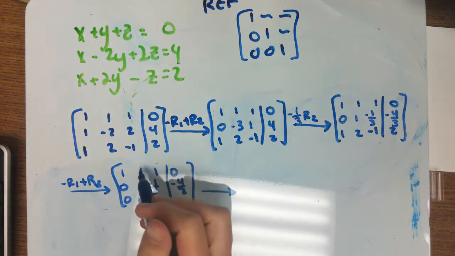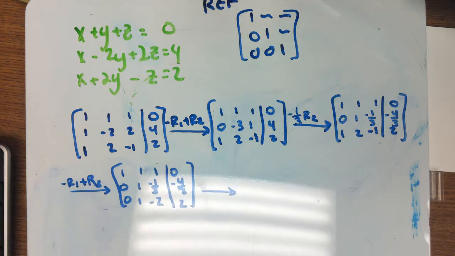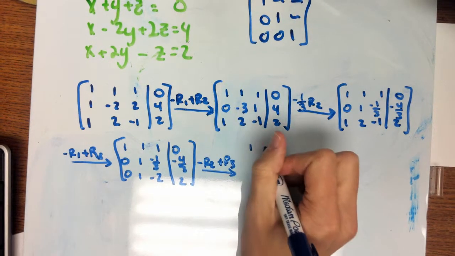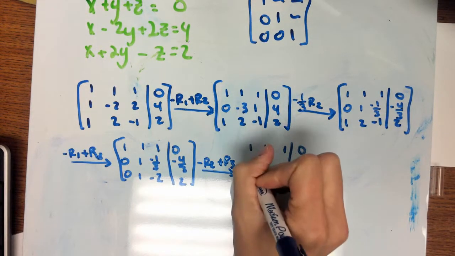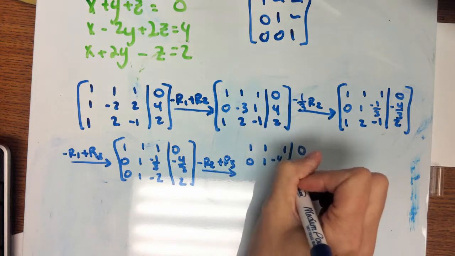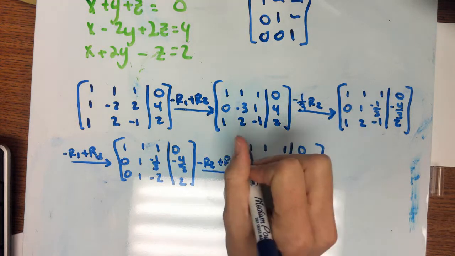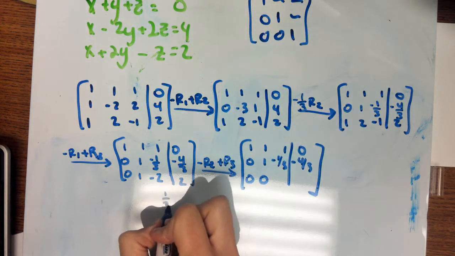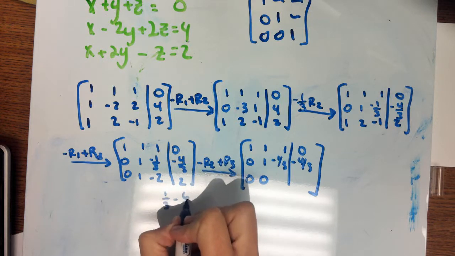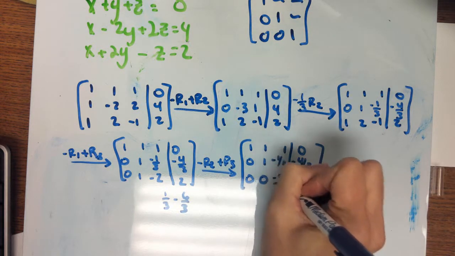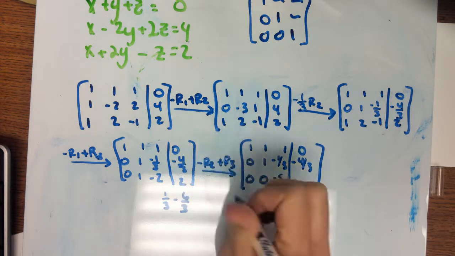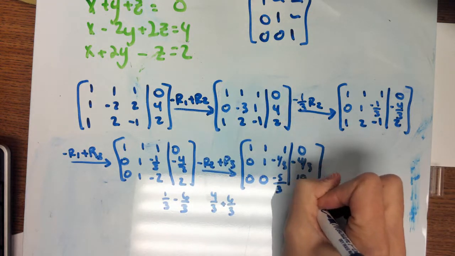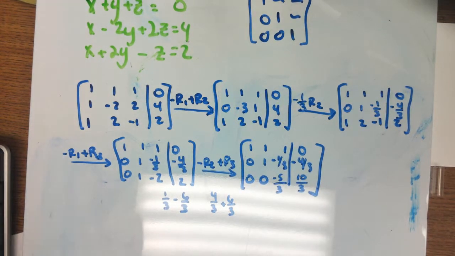Got to turn this into a 0. So I'm going to use row 2. You don't want to use row 1 because that's going to change this first 0. So we're going to use row 2. We're going to say negative row 2 plus row 3. 1, 1, 1, 0. So row 2 will also stay the same. Negative 4/3. Then we get 0, 0. That's going to be 1/3 minus 6/3, so negative 5/3. And then I'm going to have 4/3 plus 6/3, so that's going to be 10/3. So that's just my little scratch work. I'm going to erase that.